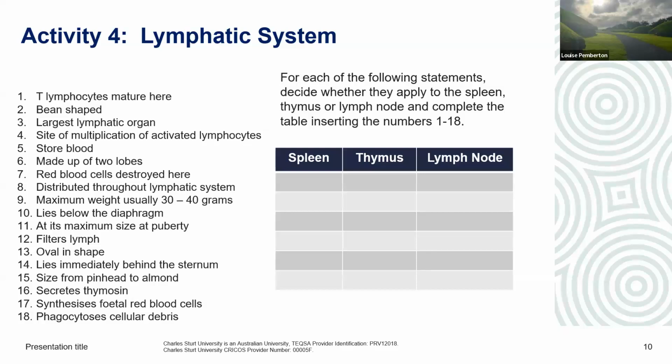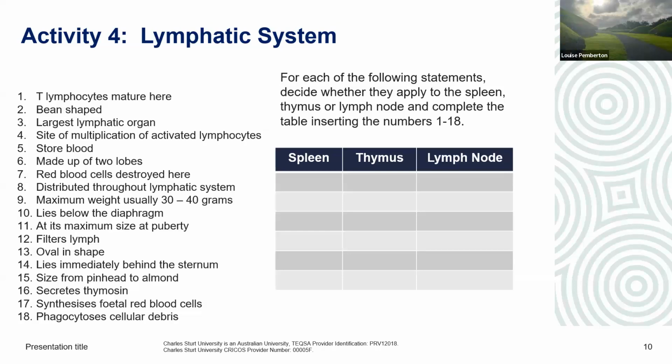Made up of two lobes. The thymus, yeah. Red blood cells, whenever you see blood cells, you're thinking about the spleen. So red blood cells destroyed here. What will be distributed throughout the lymphatic system? Lymph nodes, yeah, you've only got one thymus and you've only got one spleen. Maximum weight is usually 30 to 40 grams. Yeah, the thymus lies below the diaphragm.